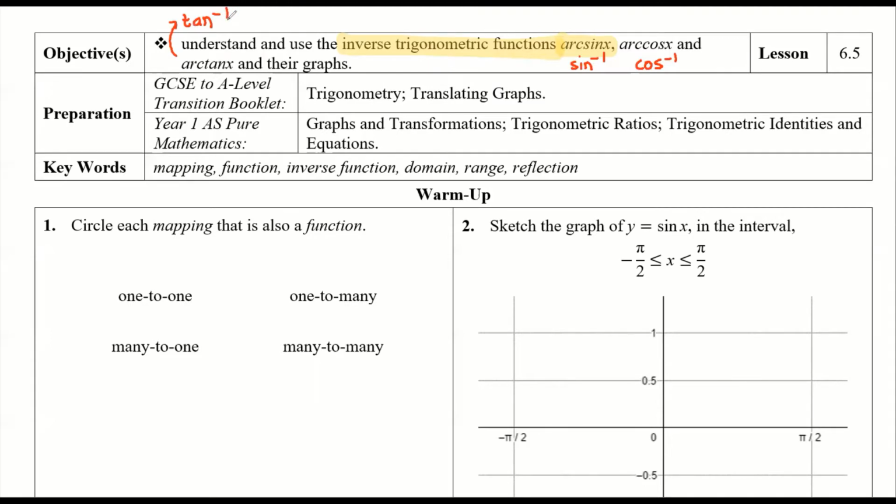Please just pause the video and have a go at the warm-up questions. We're going to look quite a lot at domain and range in this lesson. Okay, so please pause the video, try the warm-up questions. Okay, and let's go through the solutions.